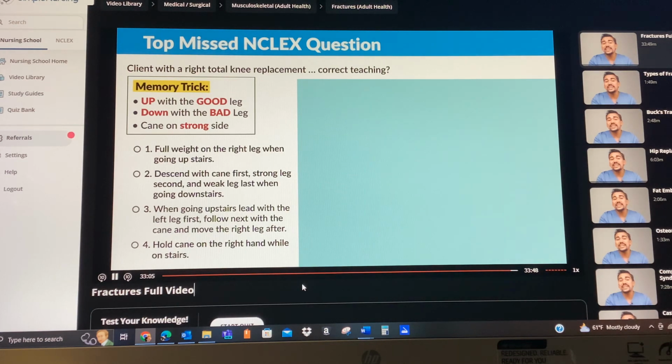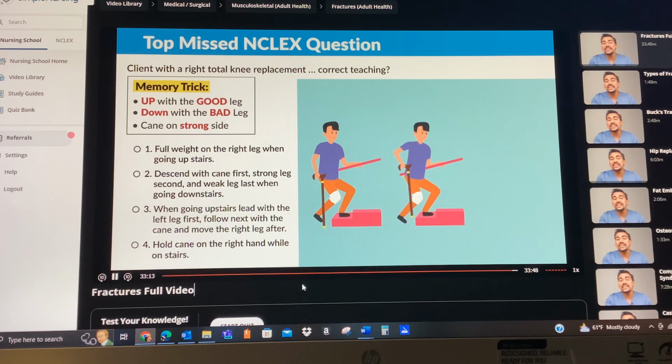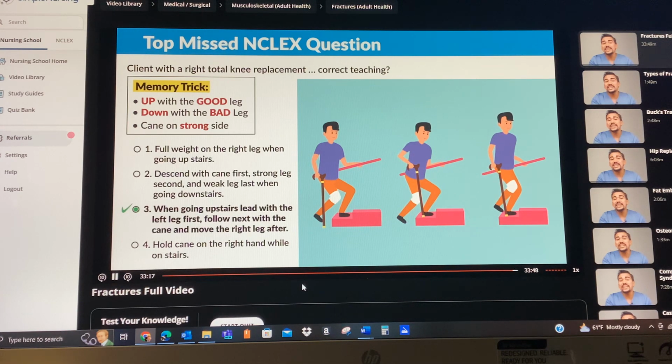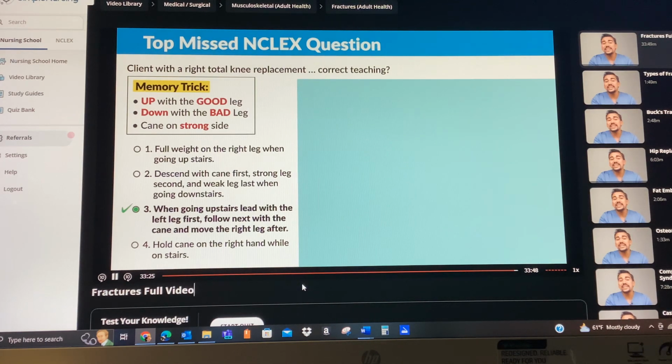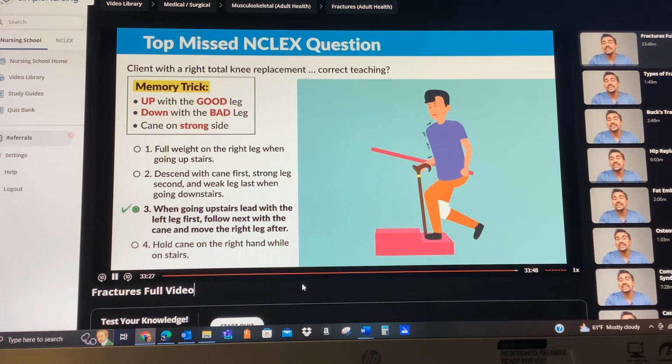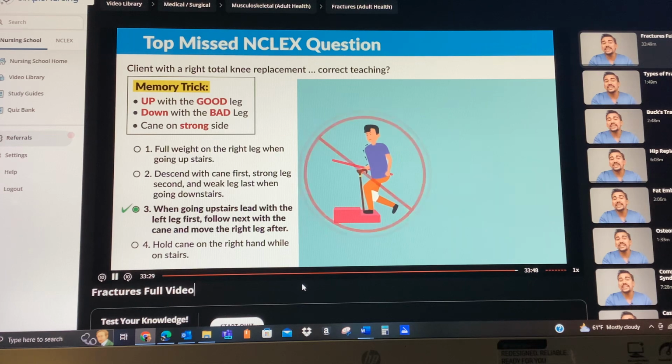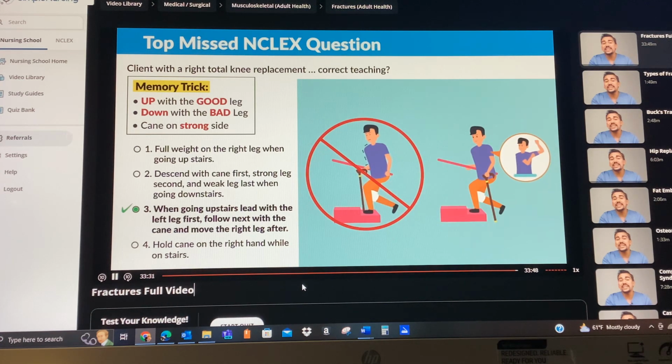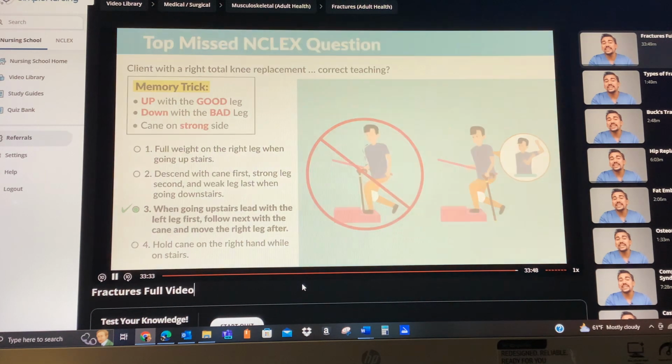Now option 3, when going upstairs, lead with the left first. So in this question, yes, the left is the stronger leg. Follow next with the cane, and move the right leg after. Yes, up with the good, cane second, and then weak leg last. Now option 4 is incorrect. Hold the cane on the right hand while on stairs. No, the strong side should always hold the cane.